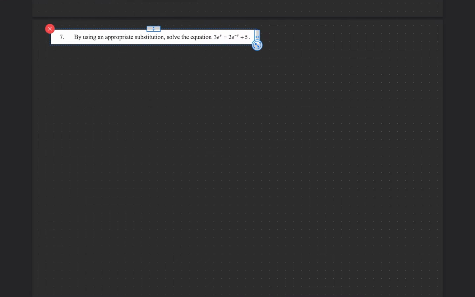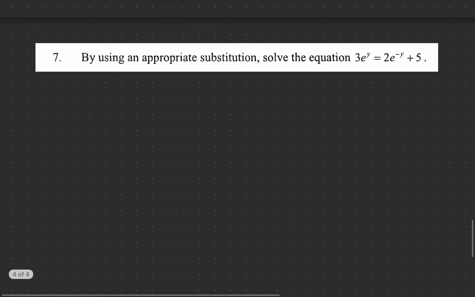Alright, moving on. Which question are we at now? Okay, this one. By using an appropriate substitution, solve the equation 3e to the power of y equals 2e to the power of negative y plus 5. They definitely want us to use substitution, as stated in the question. So let me just write this down first.